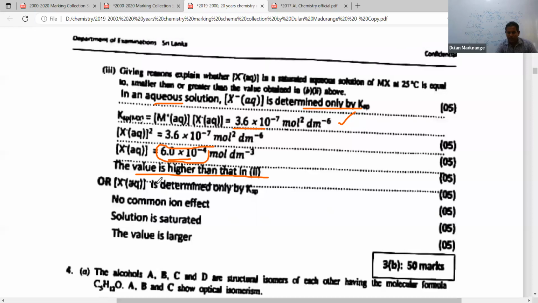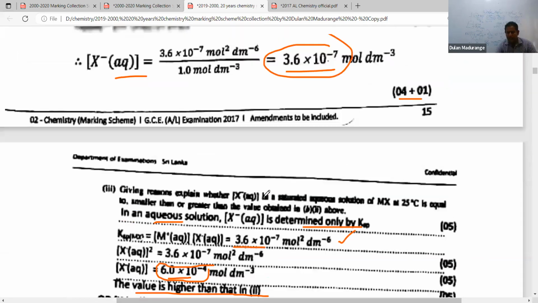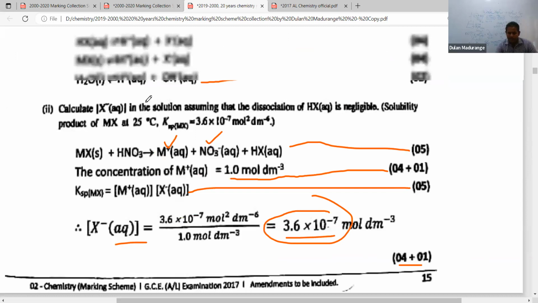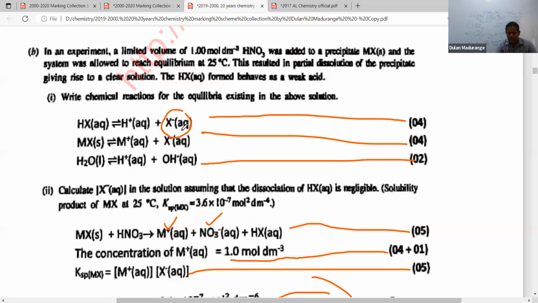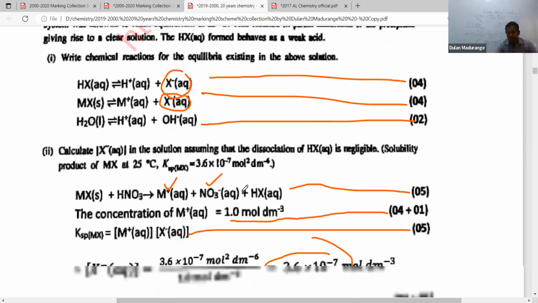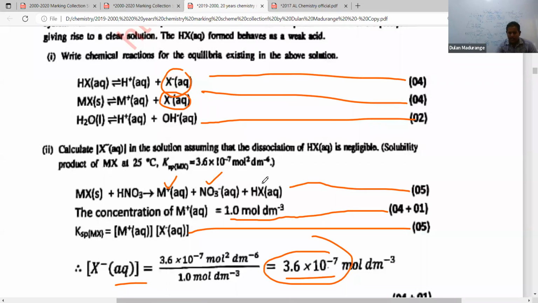Right. The solution is saturated, the value is larger, and there's no common ion effect. X minus is determined only by Ksp. Here there are two factors determining X minus: HX dissociating to give X minus, and MX dissociating to give X minus. X minus can come from two events. That is what is meant here. HX.